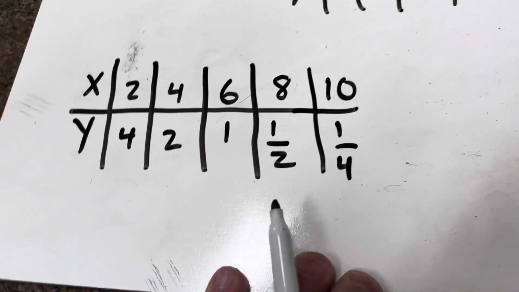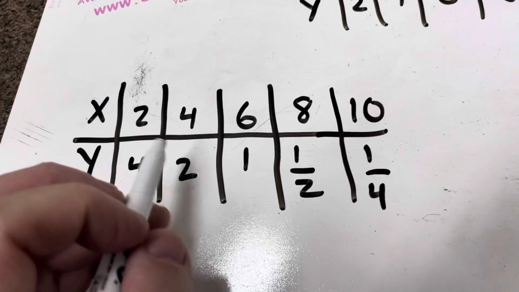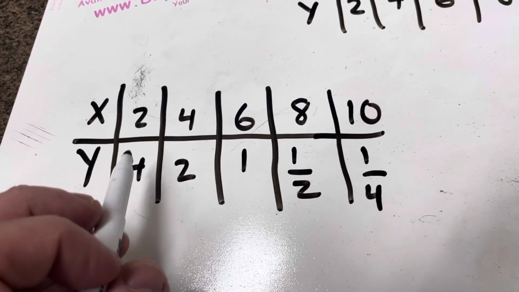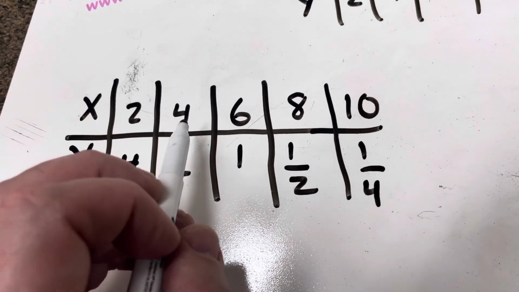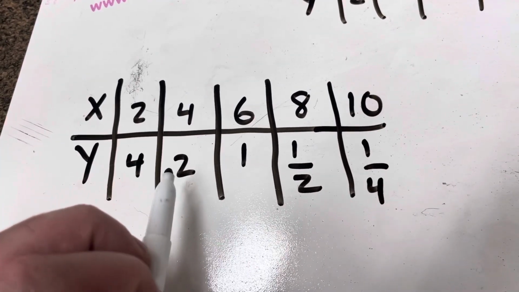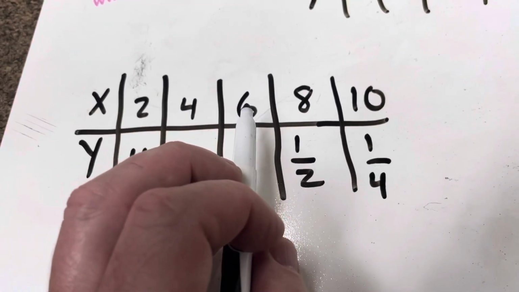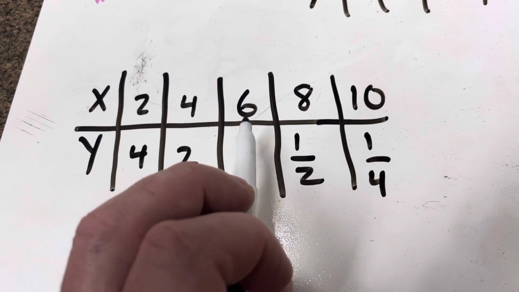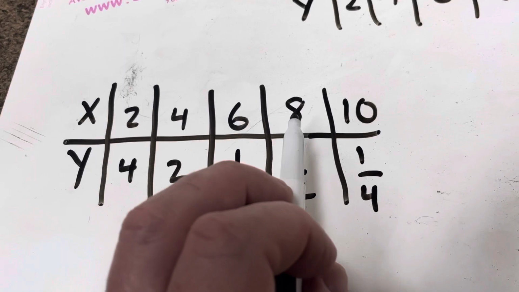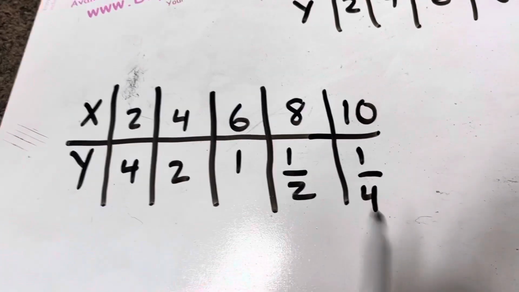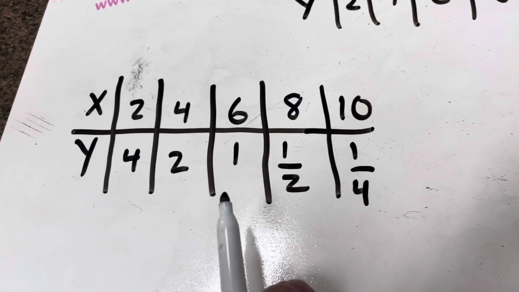Now when I go to the second one, I see all sorts of different things going on. And I say, well, okay, when x is 2, y is 4. So that would be multiplying by 2. But that means that if x is 4, y should be 8, because 4 times 2 is 8. And if x is 6, then 6 times 2, y should be 12. And if x is 8, 8 times 2, y should be 16. And if x is 10, 10 times 2, that should be 20.